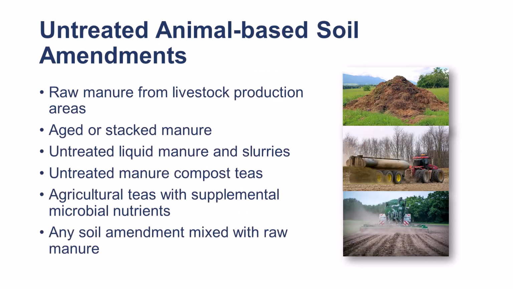Untreated animal-based soil amendments include the following in this list, and can include any amendment that has been mixed with raw manure. All of these cases do not involve a controlled, scientifically validated treatment. These types of amendments can be a source of human pathogens, so it is important that food safety risks are understood, and the amendments are handled, applied, and stored properly in order to avoid product contamination and cross-contamination.